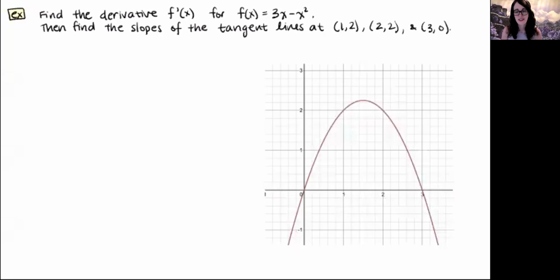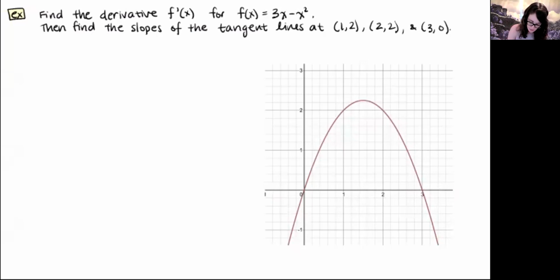In this video, we're going to calculate our second derivative together and then use it to find some slopes of the tangent lines at a few different points. So here we're going to find f prime of x, which is one notation for the derivative of f of x equals 3x minus x squared. We have to do that before we can actually find the slopes of the tangent lines. So let's get started.